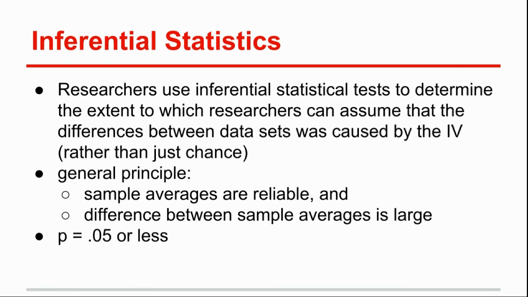Again, the general principle is you're looking for sample averages that are reliable, and differences between sample averages are large. That's typically going to indicate that the results are probably not caused by chance. Okay, so that's the second type of statistics, inferential statistics. You need to really commit to memory this idea of p-values and what they represent, the extent to which the results were caused or potentially caused by just random chance.